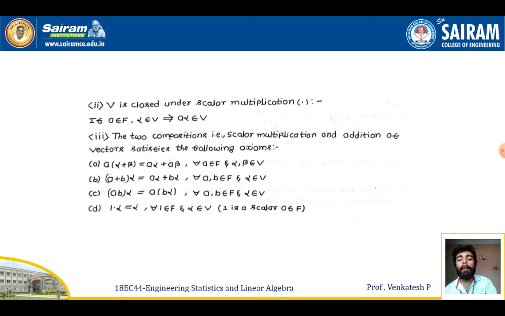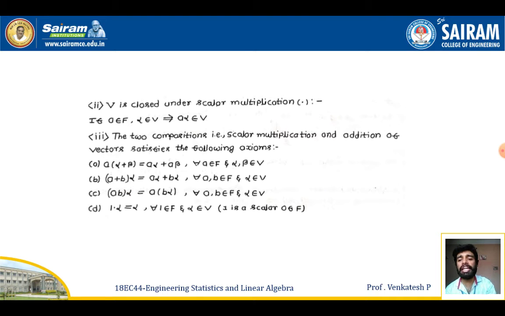Second one is (A + B)α = Aα + Bα for all A, B belongs to F and α belongs to V. Third one, (AB)α must be equal to A(Bα) for all A, B belongs to F and α belongs to V. So the last condition, that is 1·α must be equal to α.